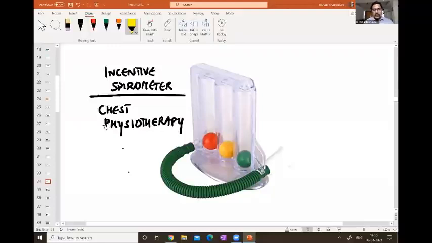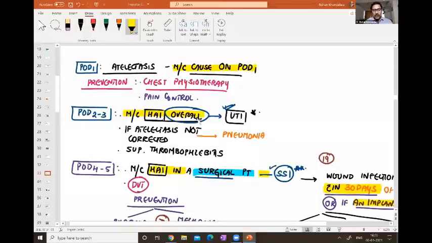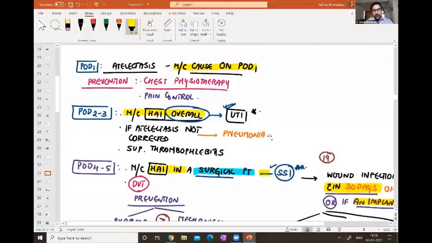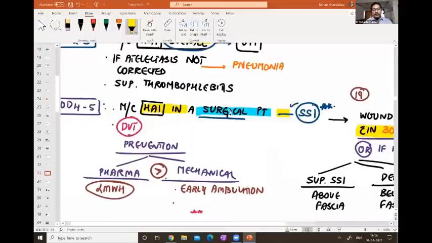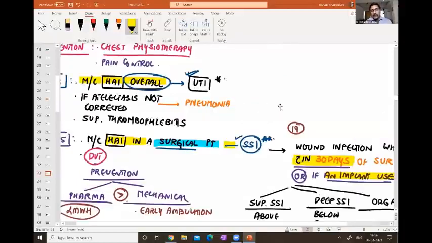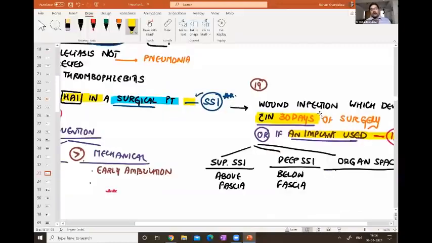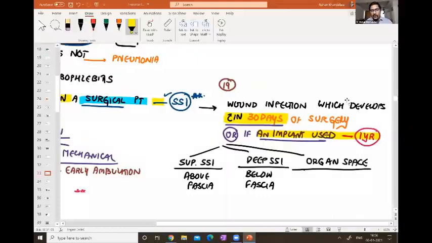Post-operative day 2 or 3, the most common cause of hospital-acquired infection is urinary tract infection. You can develop pneumonia, superficial thrombophlebitis, the image I've already shown to you. Day 4, day 5, patient can develop SSI. SSI is surgical site infection. The definition of surgical site infection has also been asked. It is wound infection which develops within 30 days of surgery, or if an implant is used, 1 year of surgery. So you should know the definition of surgical site infection as well.